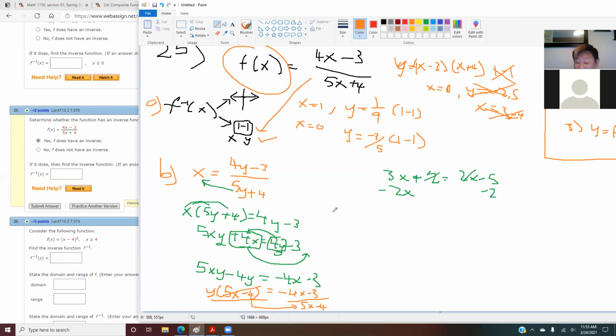So this is how you solve for y in this case. It's quite a bit of procedure here. Then you change your y to become the inverse function. So the inverse function in this case will be negative 4x minus 3 over 5x minus 4. So this is the inverse function in this case.